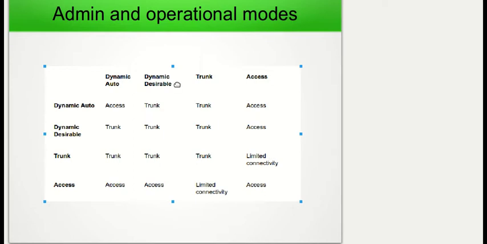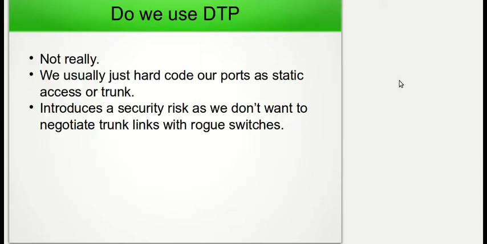So this table shows the operational mode of the link, depending on the administrative mode we configure on either end of a port. And we will see this in greater detail when we look at the actual lab for this. So do we use DTP? No, not really. The reason is because it can introduce a security risk with rogue switches.